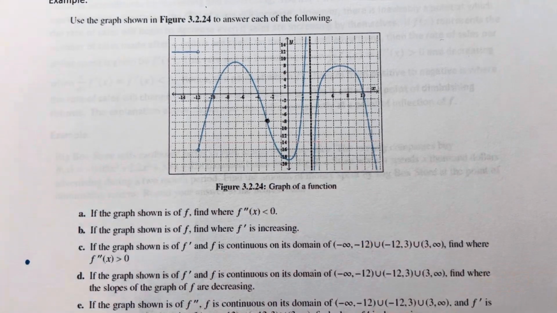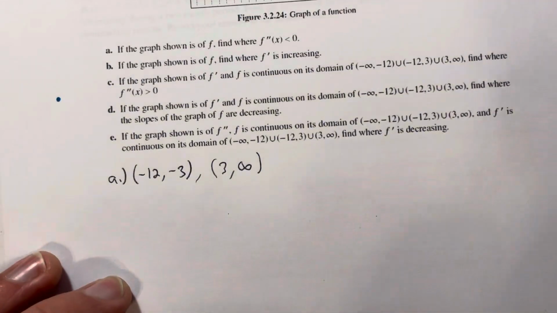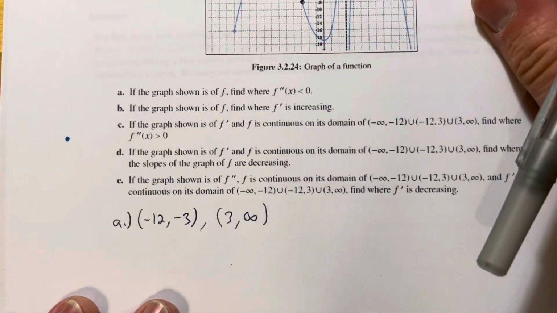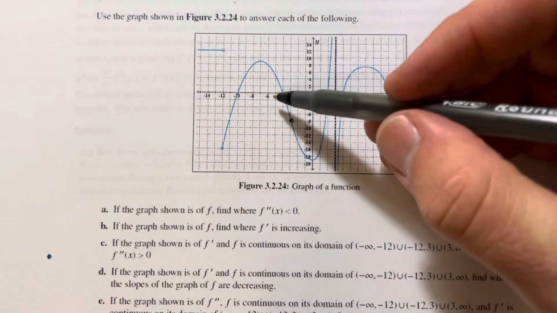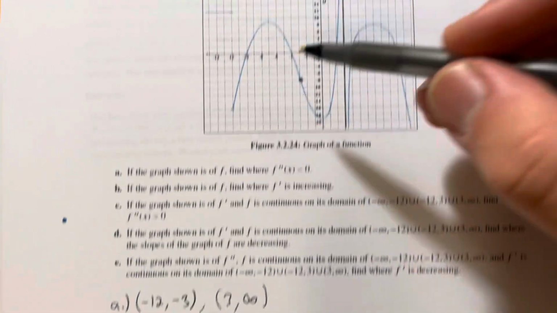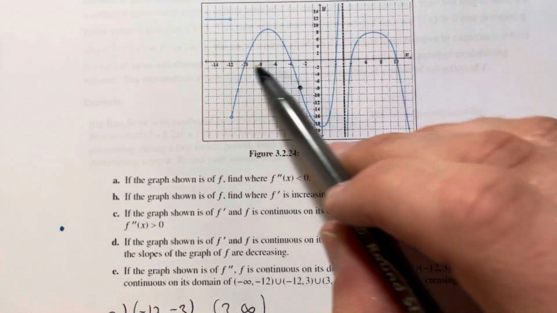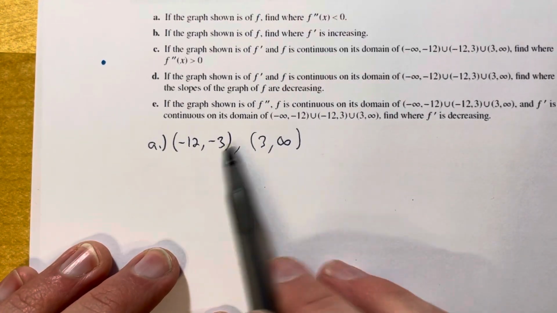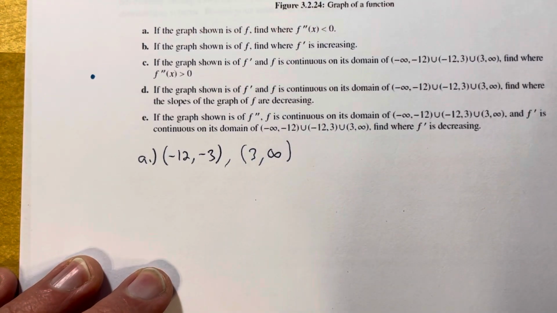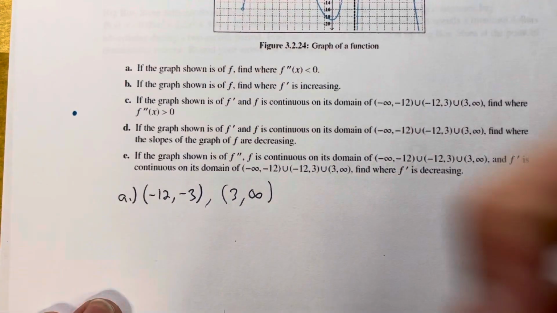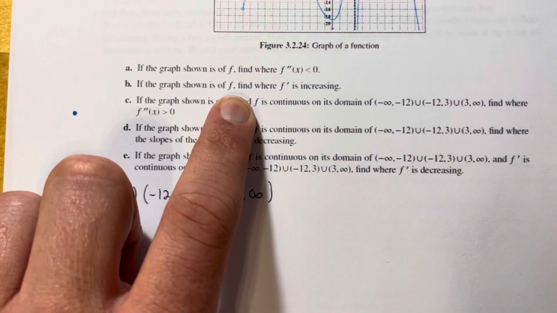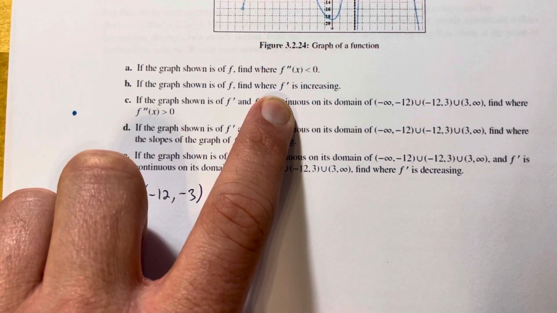Okay, that's where this graph, oh, I just realized I was off screen that whole time. I have to remember to go back and forth. So again, looking up here from -12 to -3, and then from 3 to infinity, that's going to be the 2 intervals where we're going to say our function is concave down. Next up, part B. If the graph shown is still of f of x, find where f prime is increasing.